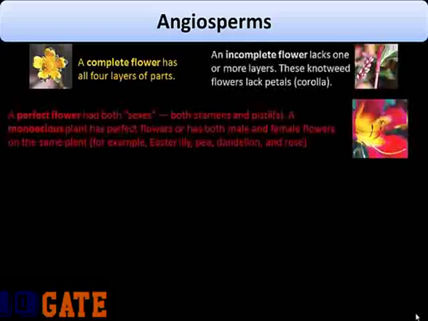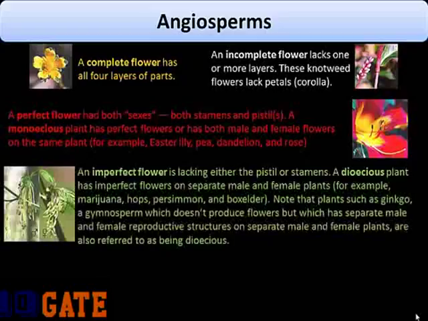A perfect flower has both sexes, both stamens and pistils. A monoecious plant has perfect flowers or has both male and female flowers on the same plant. For example, Easter lily, pea, dandelion and rose.